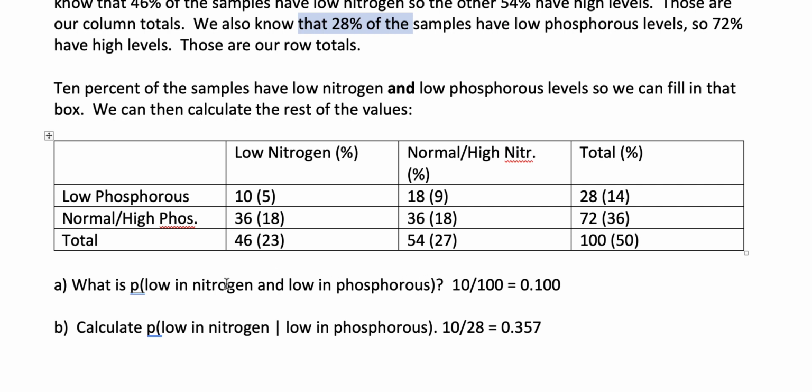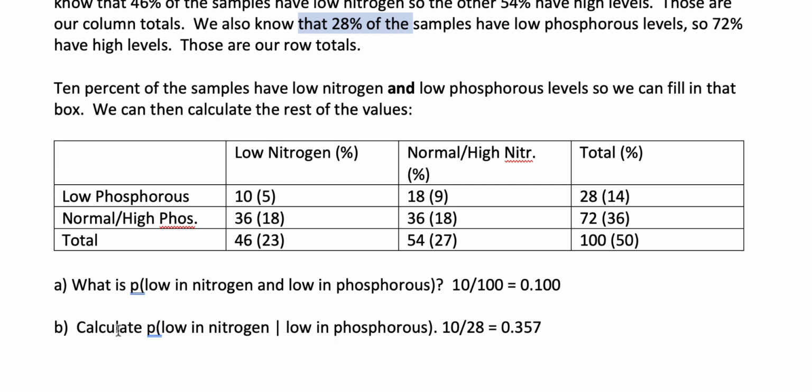Okay, so now we're again interpreting these probability expressions. So we have, what's the probability that a randomly selected sample is low in nitrogen and low in phosphorus? So that would just be the 10% over the 100% or the 5 over 50. Either one is going to give you 0.1.